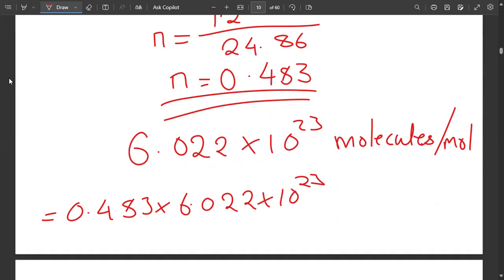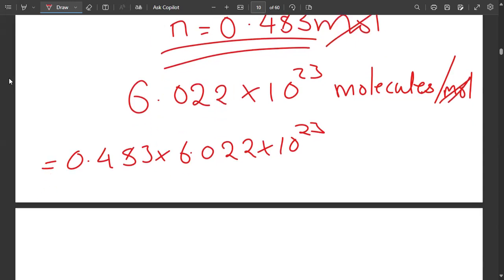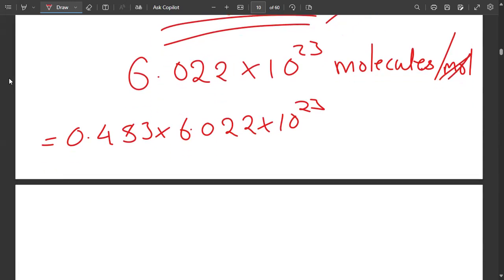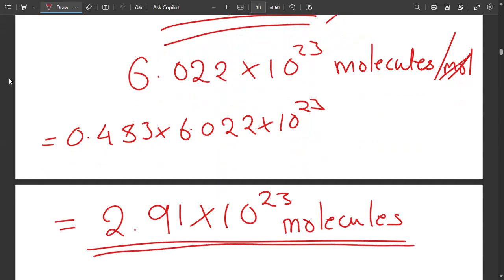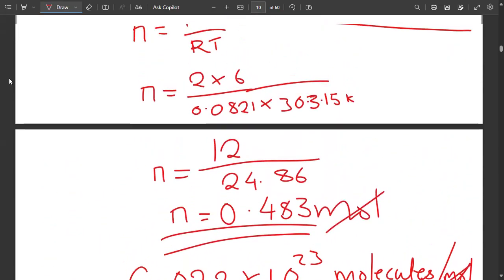So the mole which is here and the mole which is here will cancel out, and I'm going to remain with the molecules only. And the final value will be 2.91 times 10 to the power 23 molecules. So that's the number of molecules that I have. If you want, try the other method that I talked about, and it will still give you the same answer.